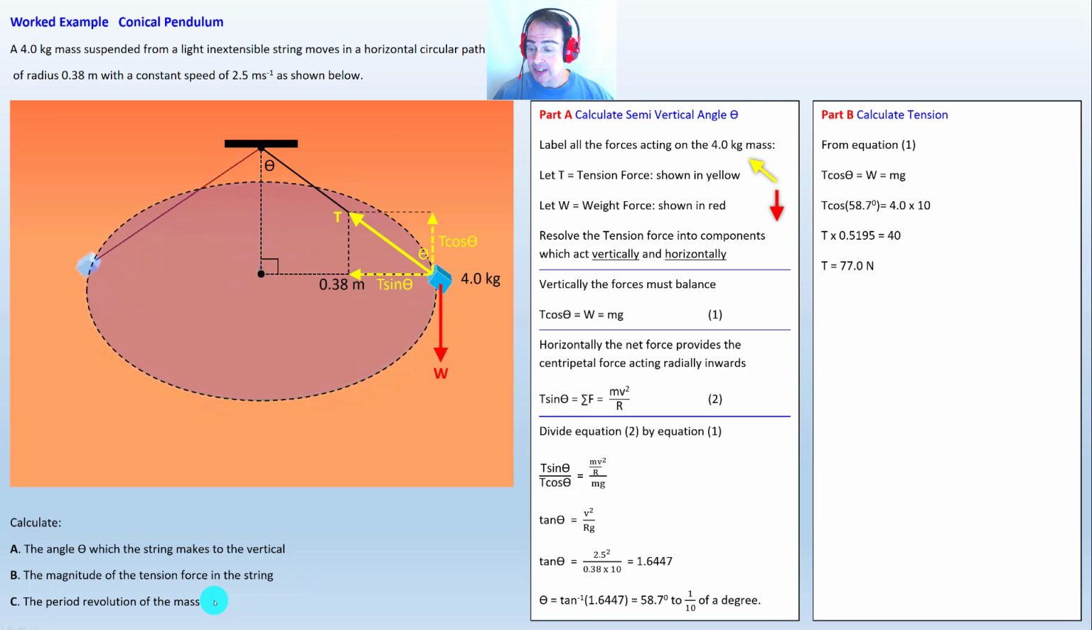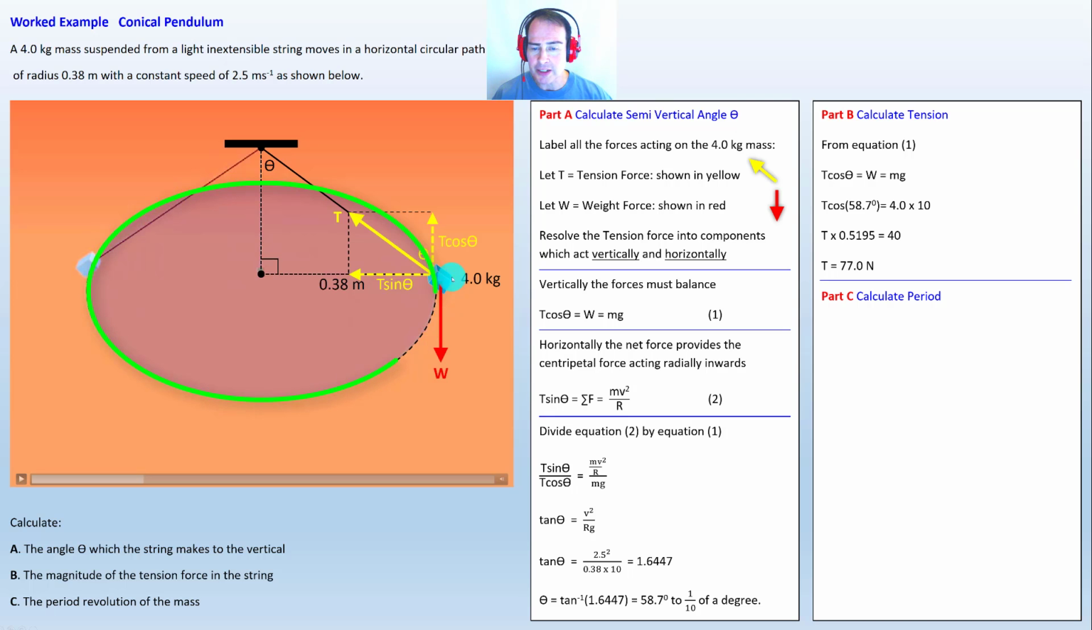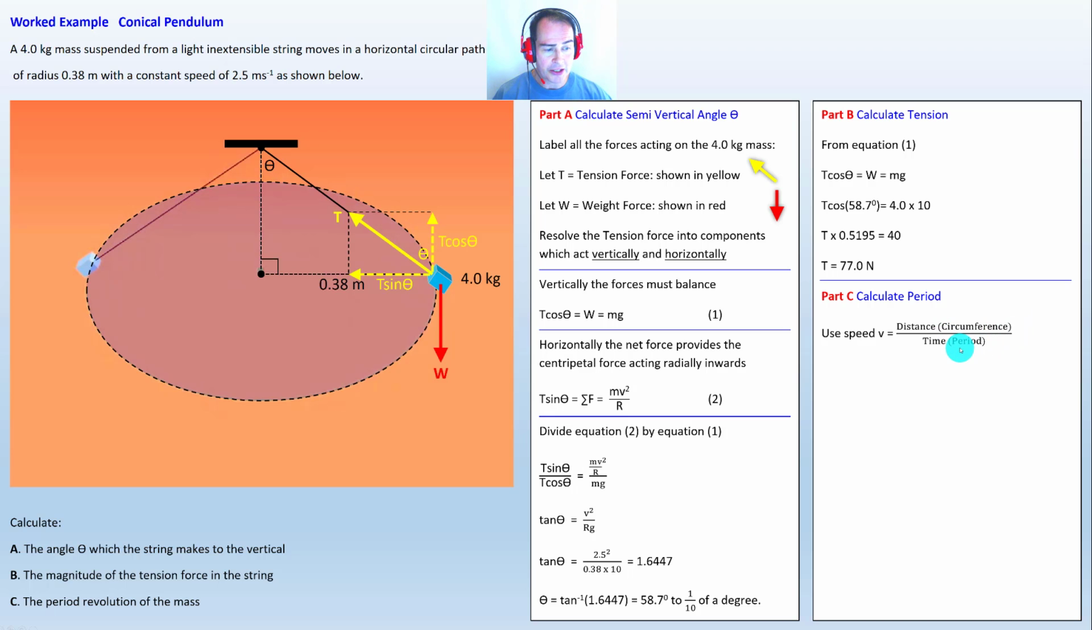Part C asks us to calculate the period of revolution, that is the time taken for one rotation. Now we don't need to use any of this information that we've already got to calculate the period, since we can simply use the fact that the speed at which the mass is moving is equal to the distance that it travels divided by the time, and the time is the period for one circle. So using the old simple equation, speed equals distance over time, the distance being the circumference of the circle and the time being the period that we're required to calculate, and the speed being given to us as 2.5.